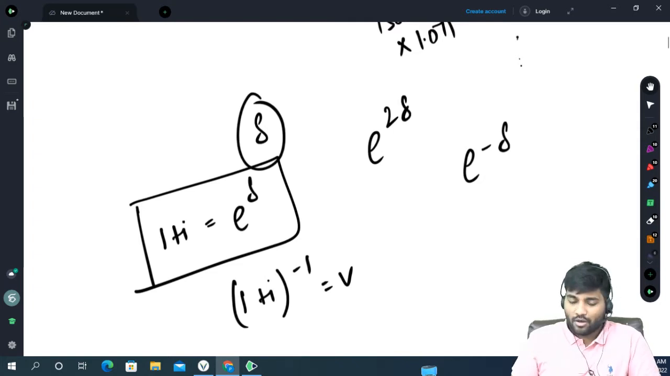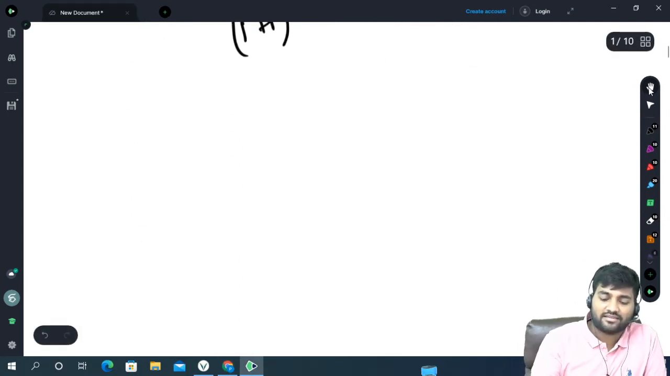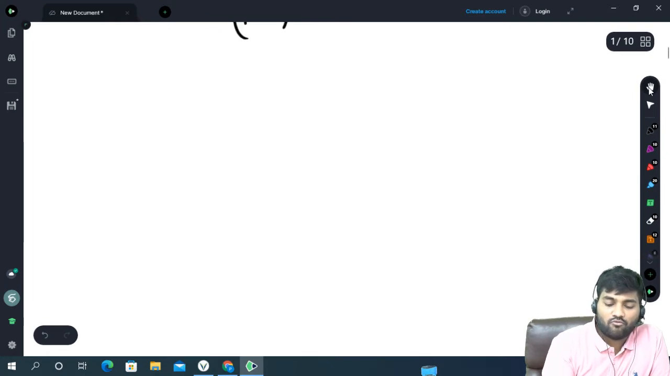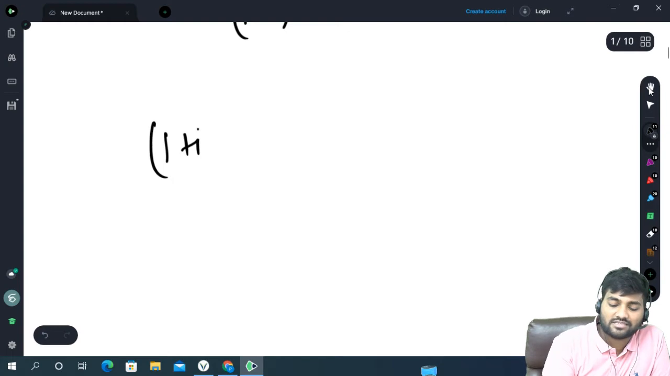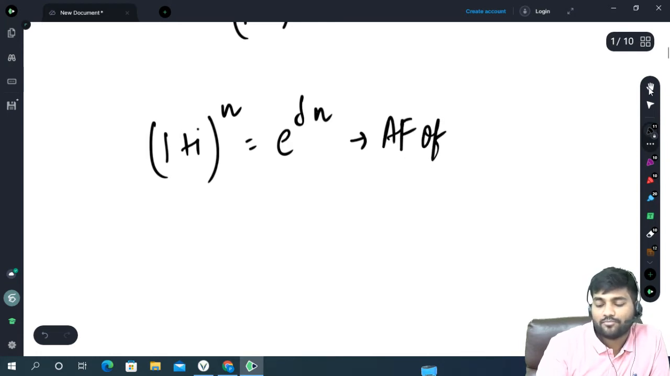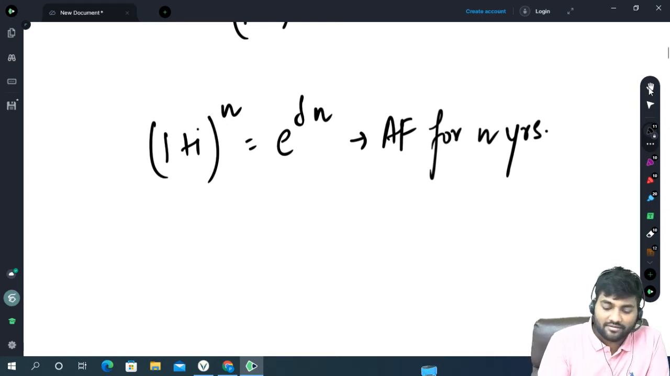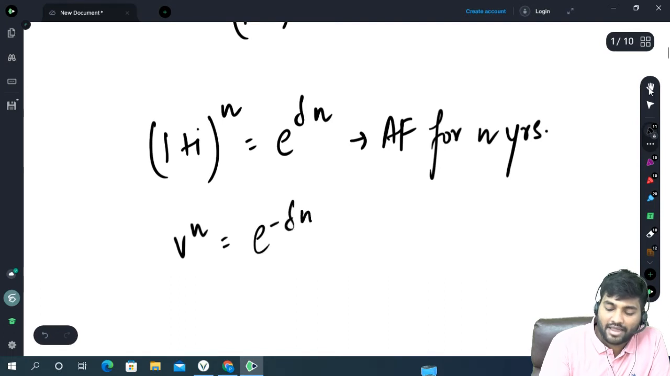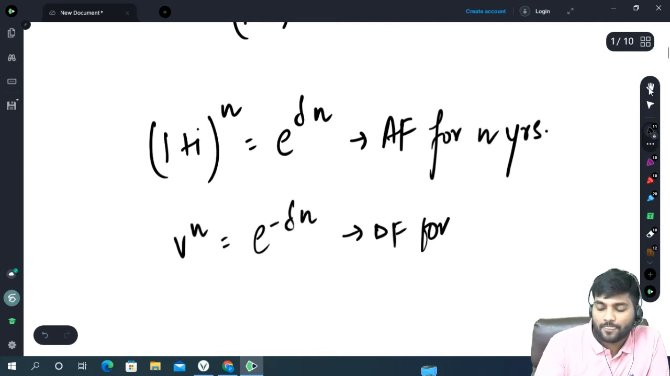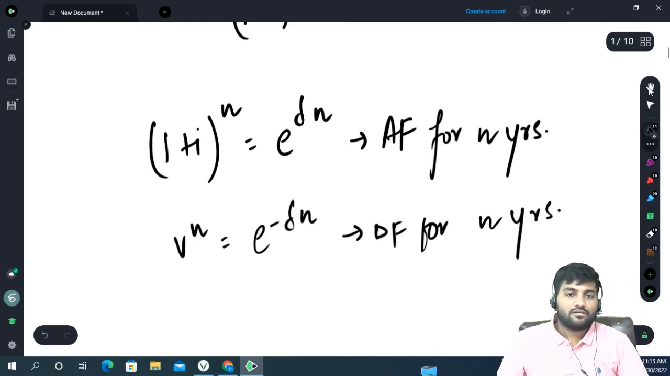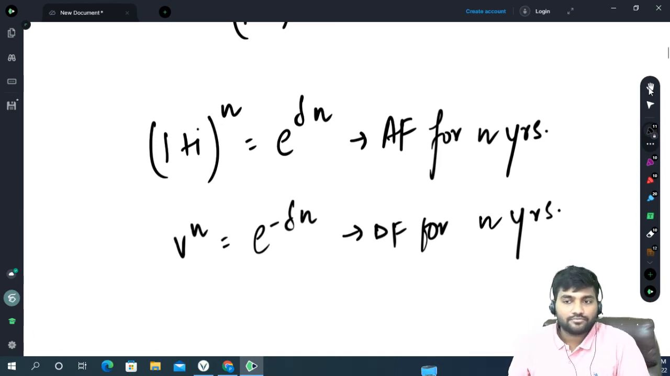Okay? Now, the formula for accumulation factor is (1 plus i) to the power n is e to the power delta n. Then put an arrow and write AF for n years. Okay? Then v to the power n is equal to e to the power minus delta n, the DF for n years, the discount factor for n years.